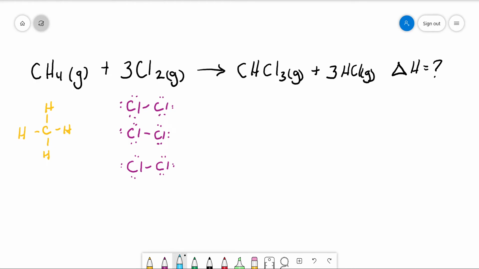And then we get the CHCl3. That's pretty simple too. And finally, we have that HCl. And we have 3 of those. Again, just a single bond here.